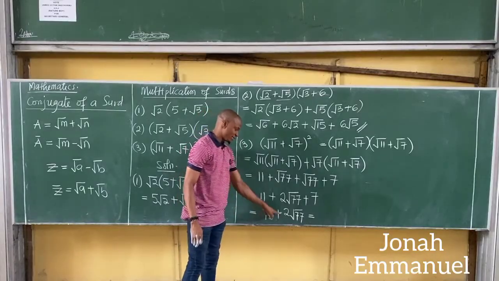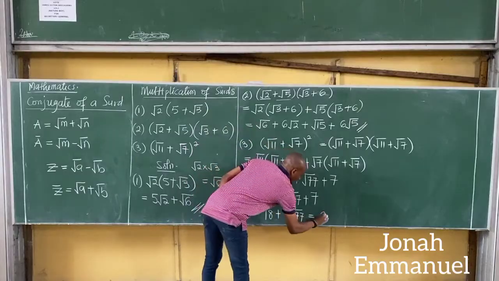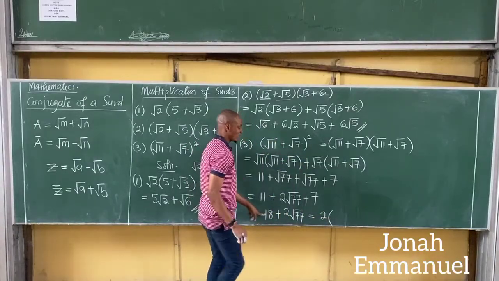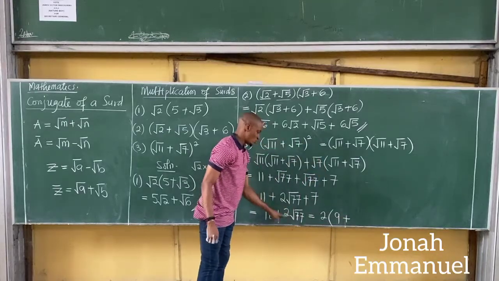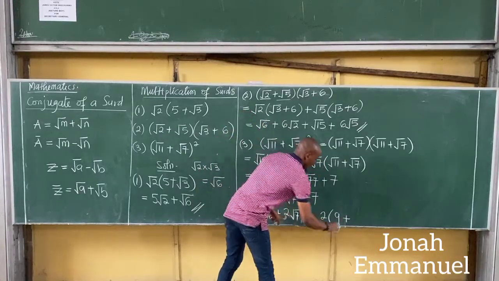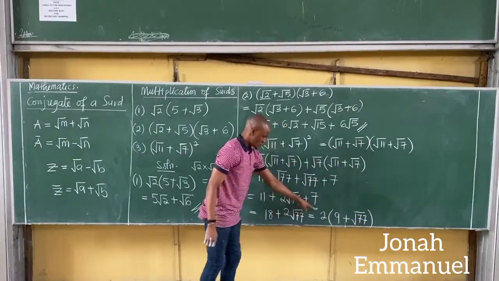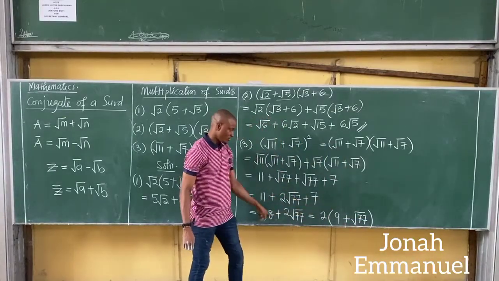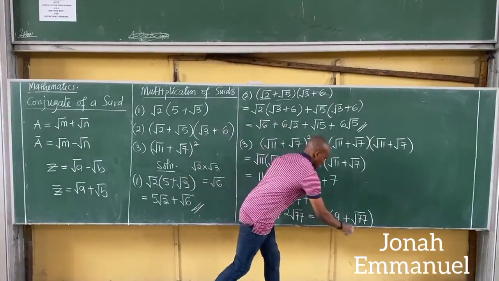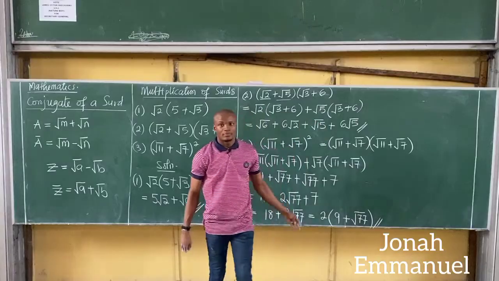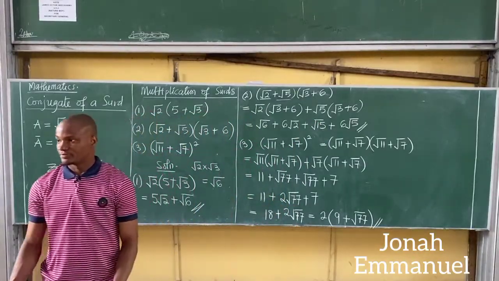At this point, if you want to factorize, you're free. Here is 18, here is 2. So divide both by 2. Divide 18 by 2 gives you 9, plus, divided by 2, 2 cancels 2, so root 77. Right? 2 times 9 is 18, 2 times root 77, 2 root 77. And that's your answer. That's all.